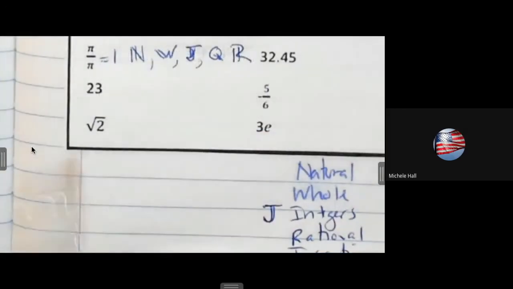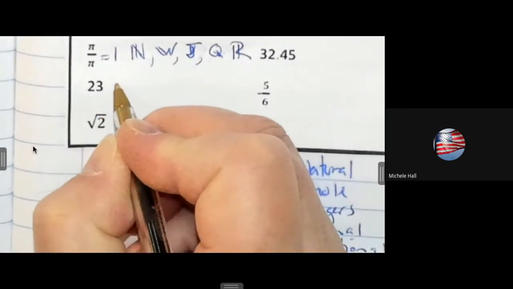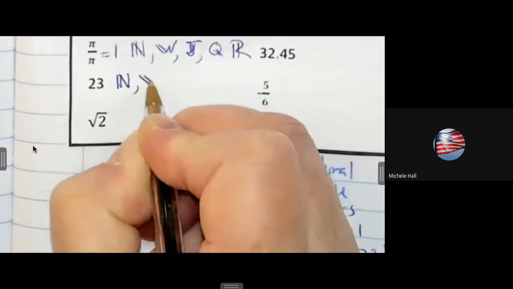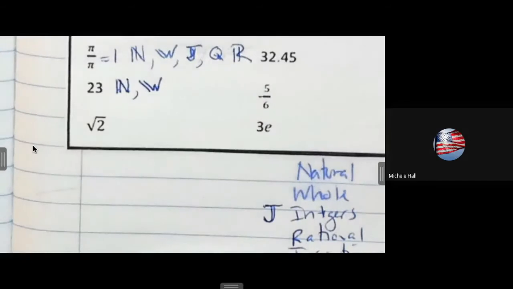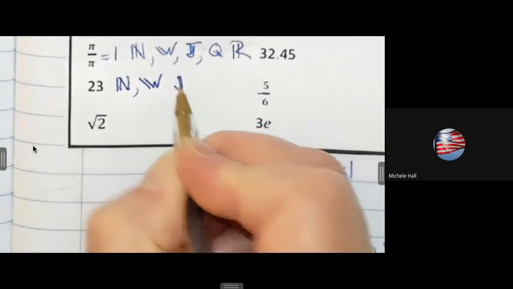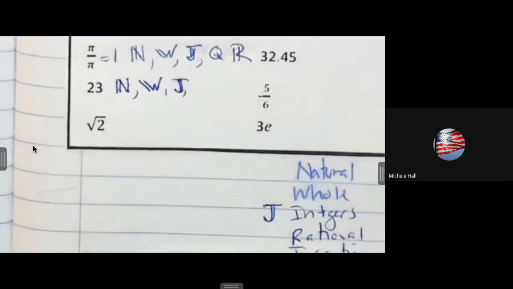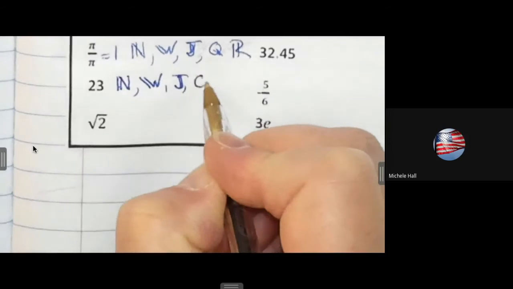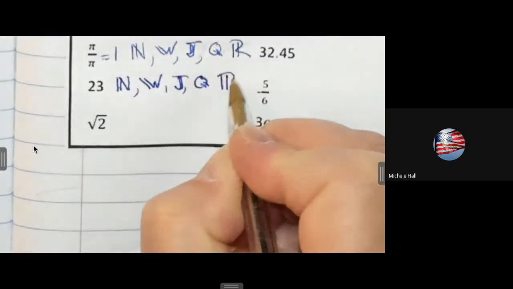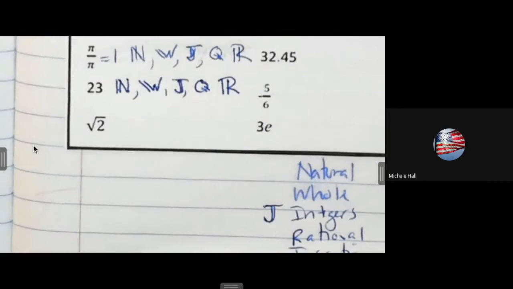Let's see. 23. All right, so it's the same thing again. 23 would also be in the naturals to start. Integers. Rationals. And the reals.